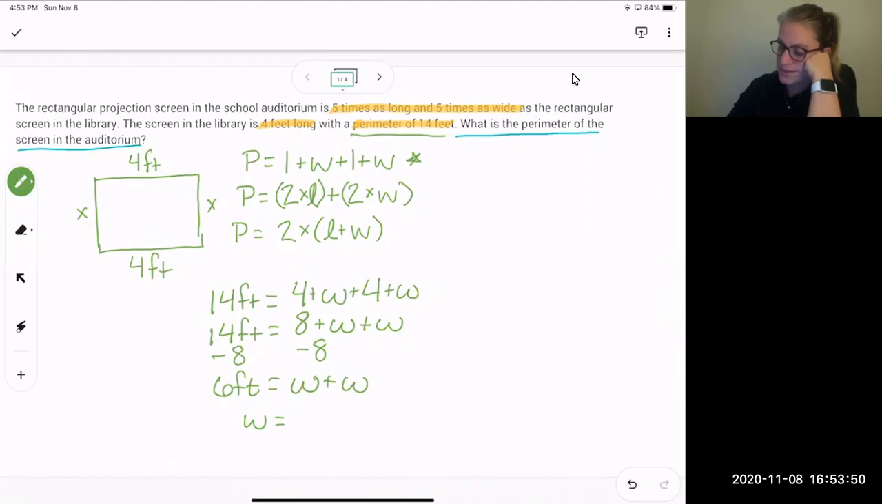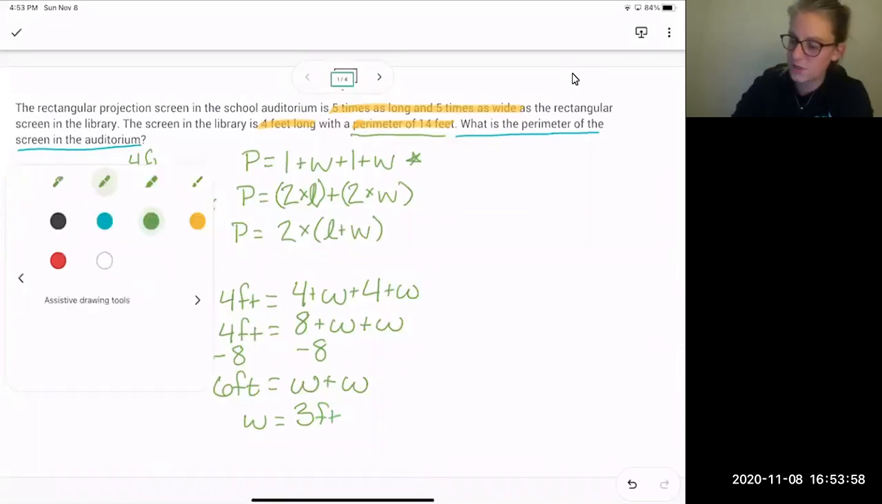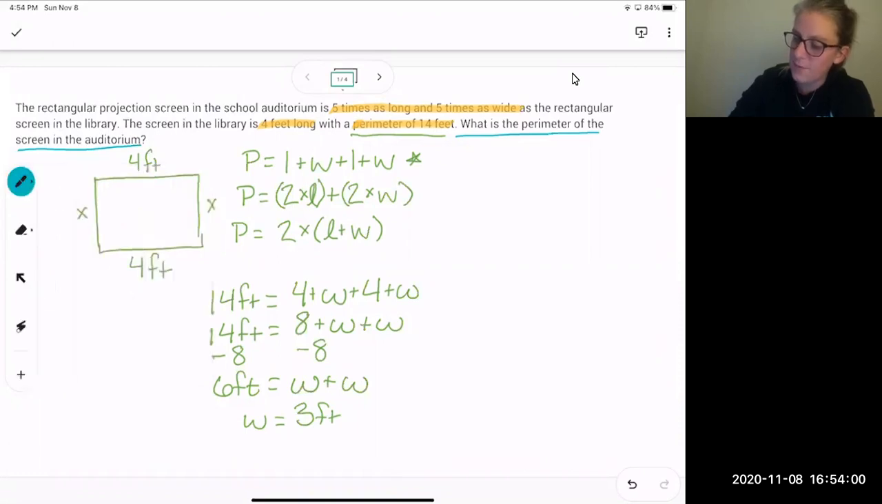So our width here is going to be equal to 3 feet. And we're going to go back and check just to make sure. So if I put, let me change my color, if I put a 3 in here and a 3 in here, I should be able to add 4 plus 3 plus 4 plus 3 and get 14.